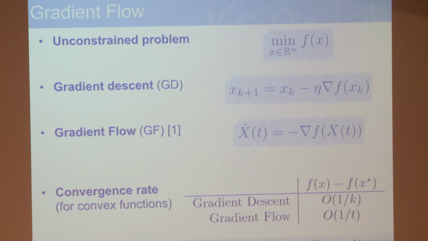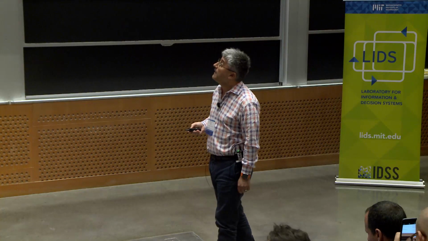And as it turns out, you can look at the convergence rate of gradient descent. This is, say, for convex functions and for suitably chosen step sizes. And so the convergence rate would be 1 over k for that discrete algorithm. And if you analyze the differential equation, you get 1 over t. So this is what we mean by matching rates of convergence.